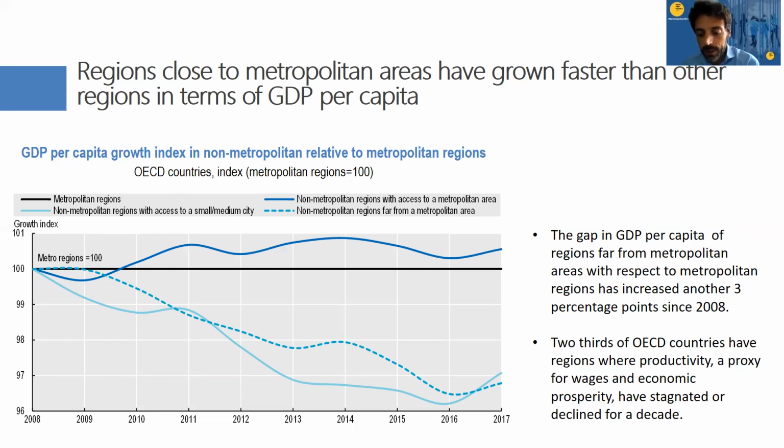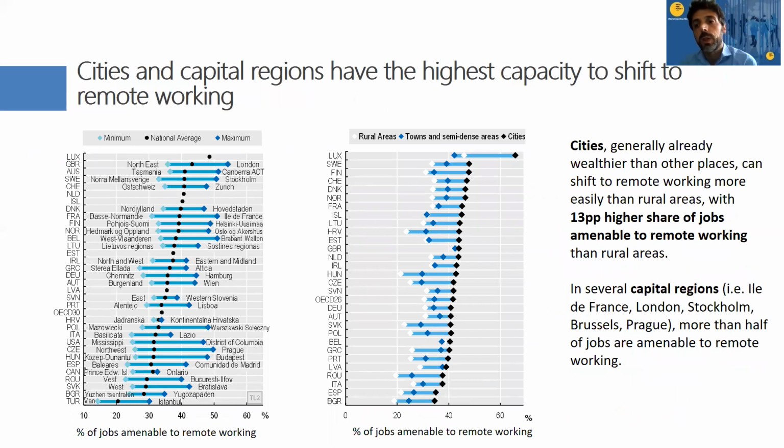Now, with the pandemic, there's been an important change, which has been the fact that there was a massive shift towards remote working. That could either exacerbate, or change, or be neutral with respect to this trend of evolution of regional disparities. What we see is that we estimated the share of jobs in regions that are amenable to remote working in each country. And we also did it by aggregating types of settlements: cities, rural areas, and intermediate areas that we call towns and semi-dense areas.